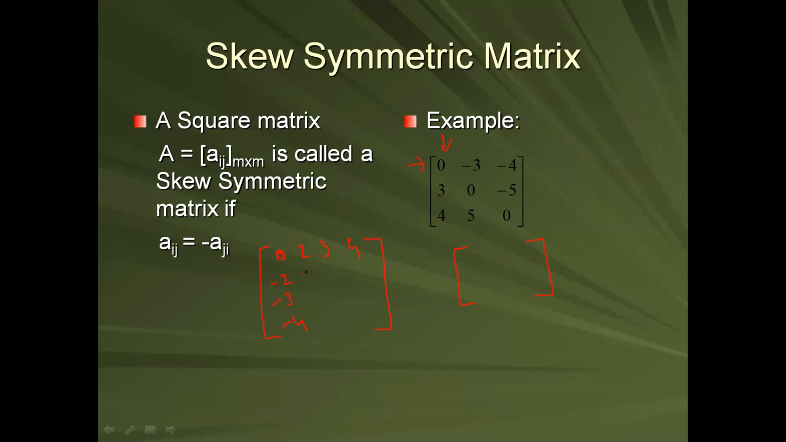Now 0, -1, -2, column second 1, 2, 0, 5, -5, 0. Very good. Here you can see it is same as what we have mentioned earlier.